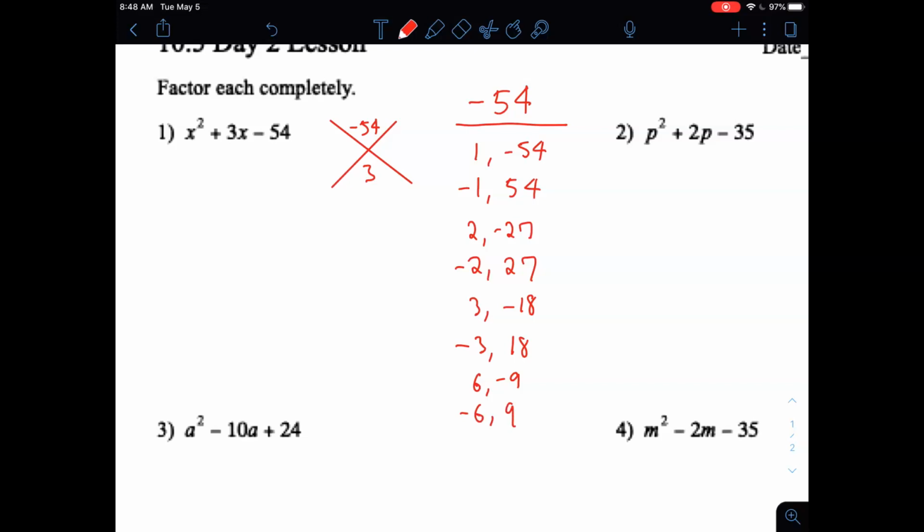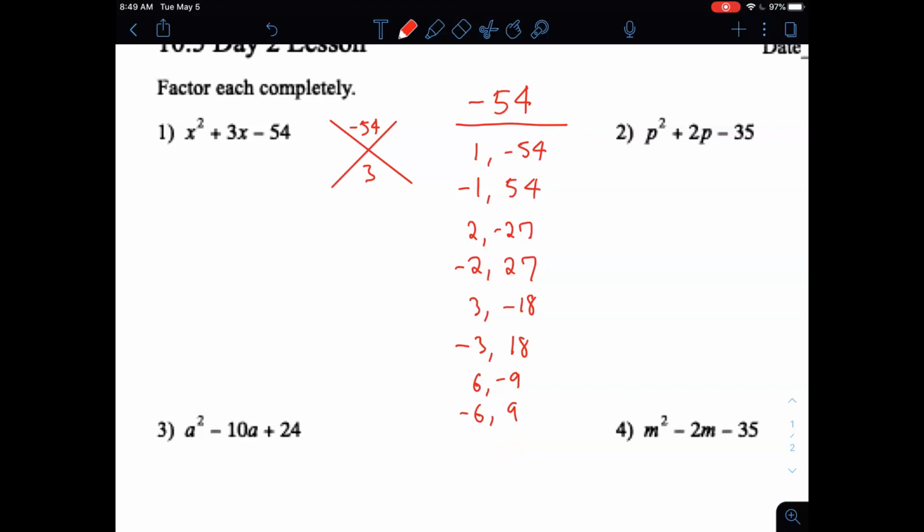And then 54 divided by 7. That's a decimal, doesn't work. 54 divided by 8 is also a decimal, doesn't work. 54 divided by 9. We could do 9 and negative 6 again, but look at that. Don't we already have that there? We already have 9 and negative 6. So once we start getting from this column back to this column, that's when you can stop listing stuff here, okay?